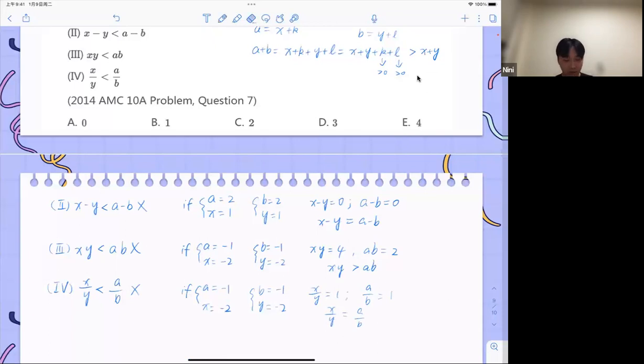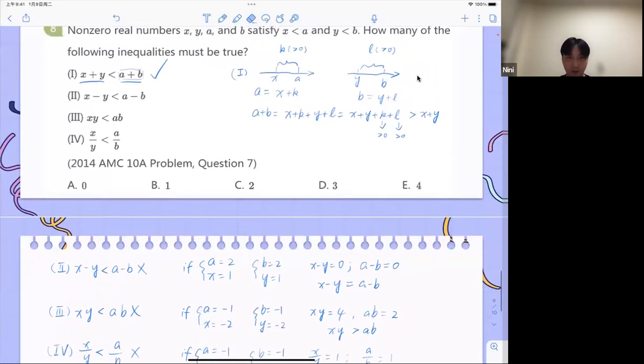Okay, all right. So we get 2, 3, and 4, they are false, and only the first one is true. That means how many statements are true? We got only one of them is true. So B would be the answer.